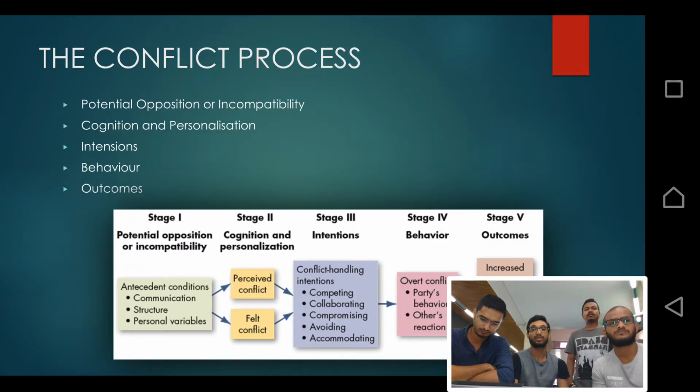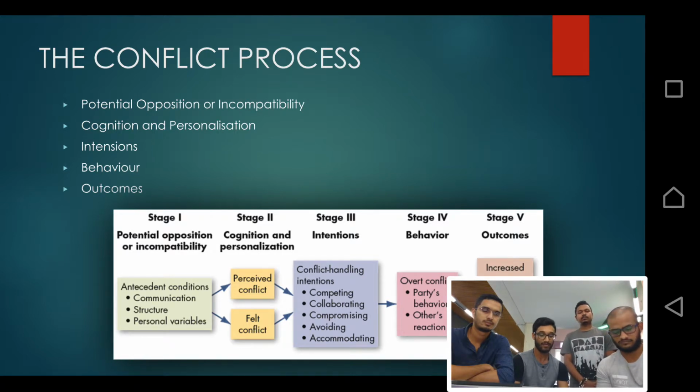Now we'll look into the conflict process. The conflict process deals with 5 steps that alleviate disagreement, problems, and fighting within organizations. And there are 5 steps. The first step is potential opposition and incompatibility. The second is cognition and personalization. And third, intentions. The fourth is behavior. And fifth is outcomes. And now we shall look into the 5 processes very broadly.